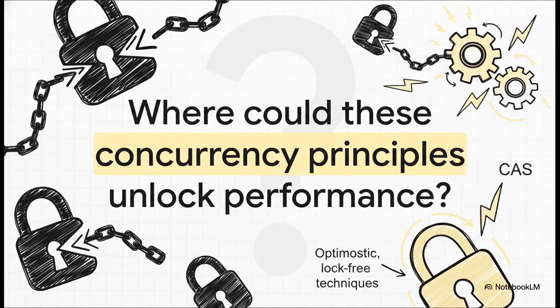So the real takeaway here isn't just to use ConcurrentHashMap, but to actually understand the principles behind it, things like fine-grained locking and optimistic techniques like CAS. It makes you wonder, right? Where else in your own systems could these powerful ideas unlock a whole new level of performance?